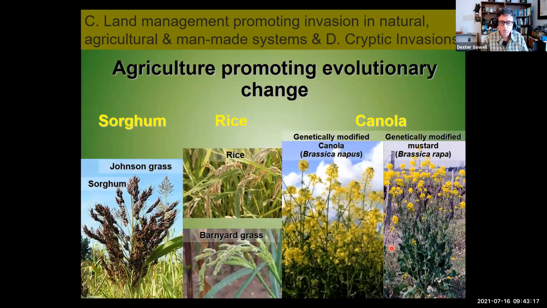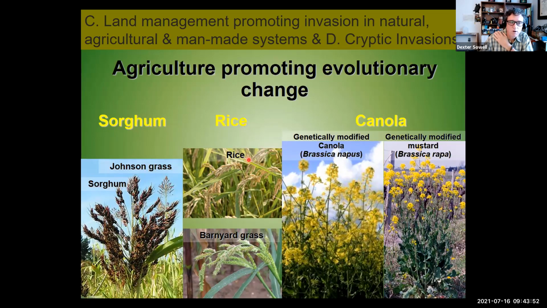Agriculture can actually promote evolutionary change in non-native species. For instance, sorghum, grown here in the front for molasses production and sorghum flour. A close relative is Johnson grass, but there's been such selection to treat Johnson grass, either by hand pulling in other countries or herbicides, say here in Canada, that Johnson grass is starting to have cultivars evolve to look more like sorghum. So now they're getting harder to tell apart.